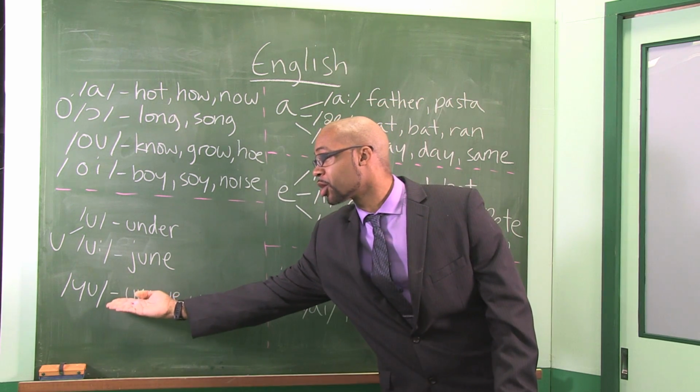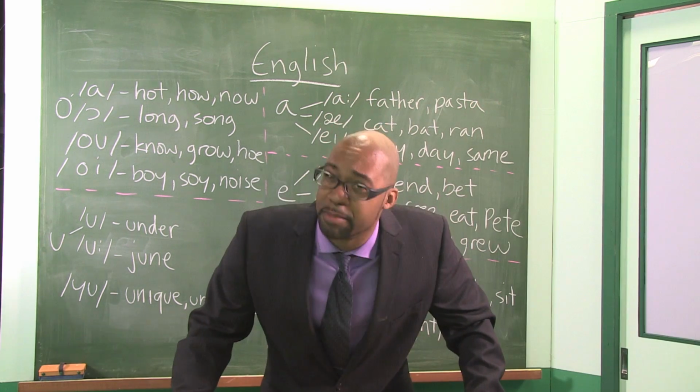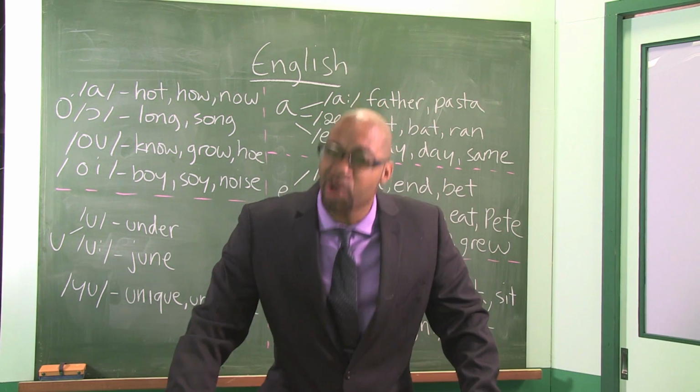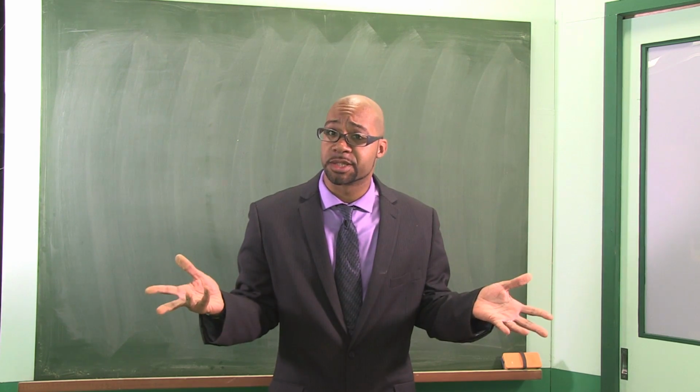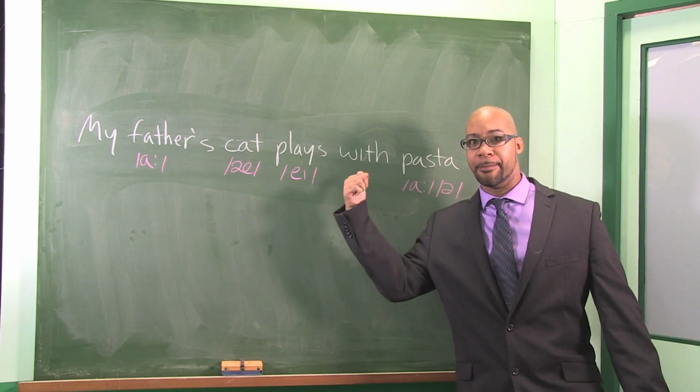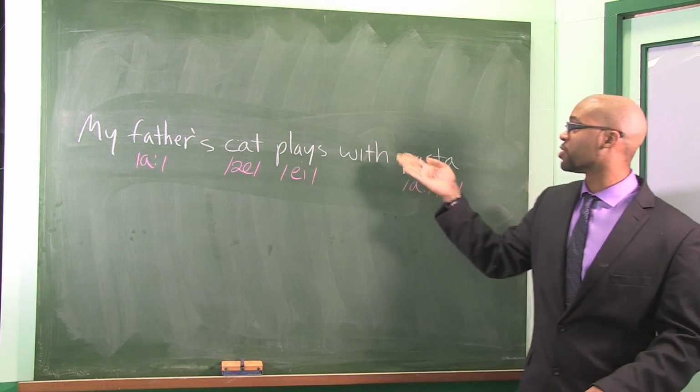And there's also the long sound U, as in unique or universe. みんな違いがわかりますか？英語の母音は複雑だよね。Now, let's practice in some sentences. Shall we? BAM! Let's take a look at this sentence. My father's cat plays with pasta.